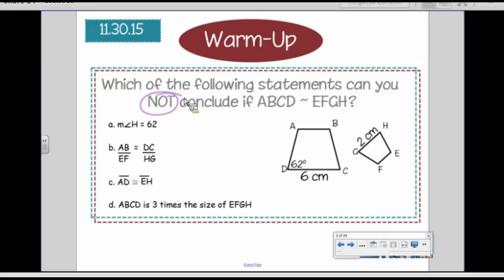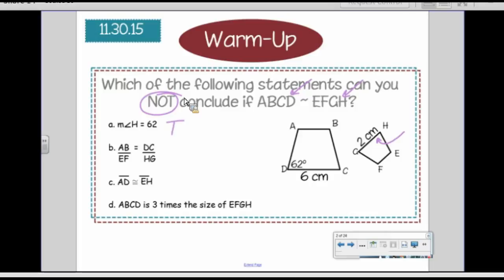The measure of angle H is 62. How do we know if that's 62 or not? 62 is the measure of D. D is listed fourth, and H is listed fourth. So is the measure of angle H 62? Absolutely. That one's true.